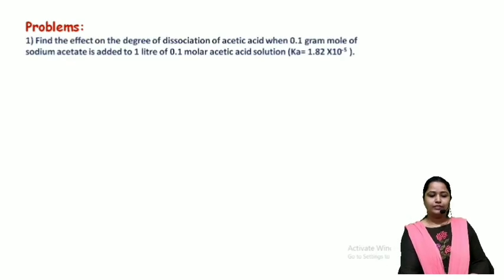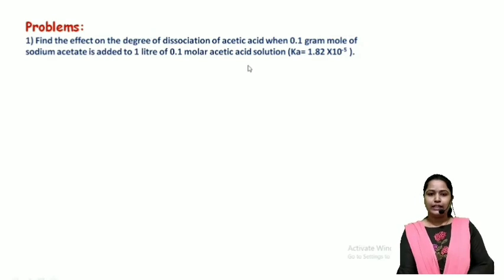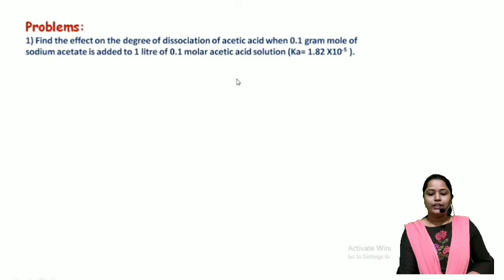First problem: find the effect on the degree of dissociation of acetic acid when 0.1 gram mole of sodium acetate is added to 1 liter of 0.1 molar acetic acid solution, and given Ka is equal to 1.82 into 10 raised to minus 5. In this problem we have to determine the effect on degree of dissociation of acetic acid when a strong electrolyte like sodium acetate is added into that solution.